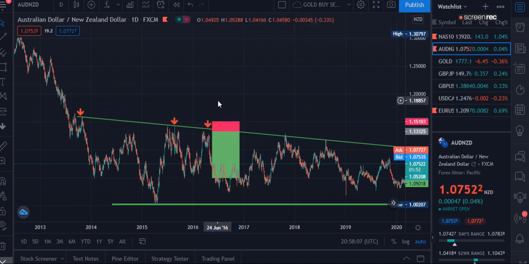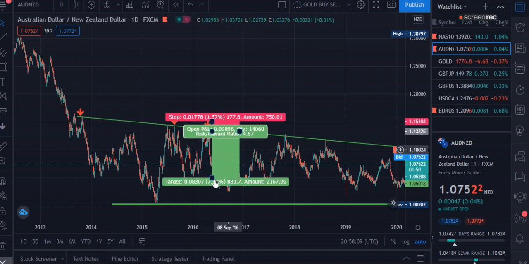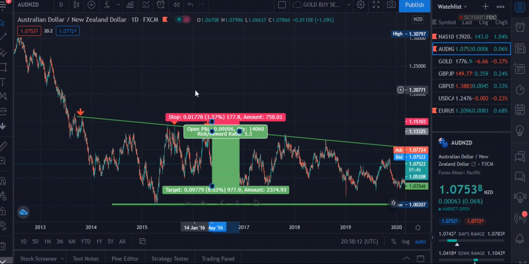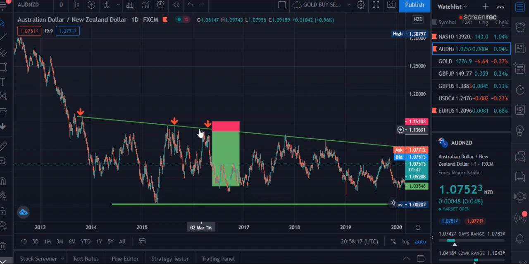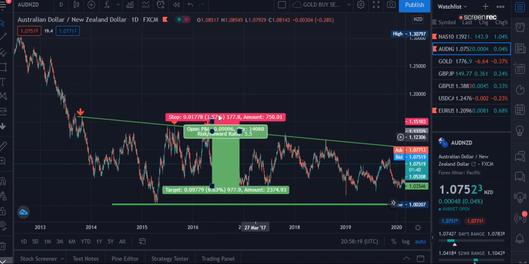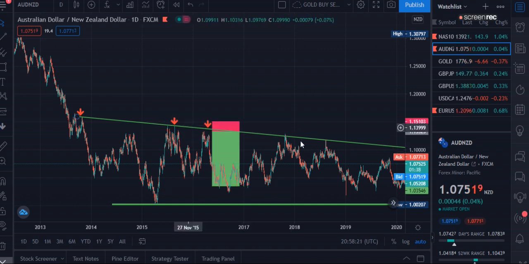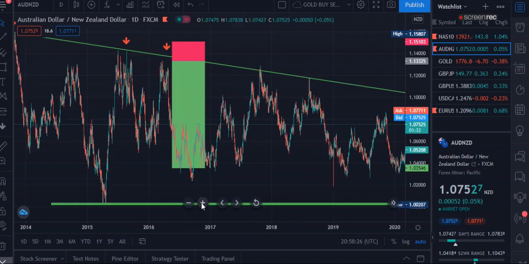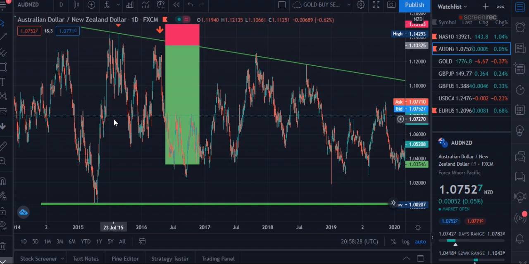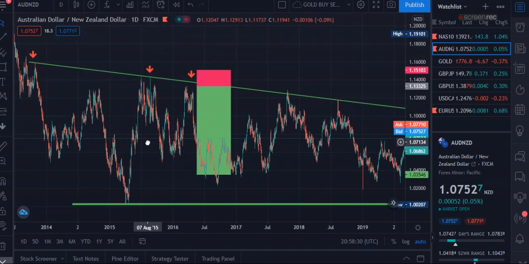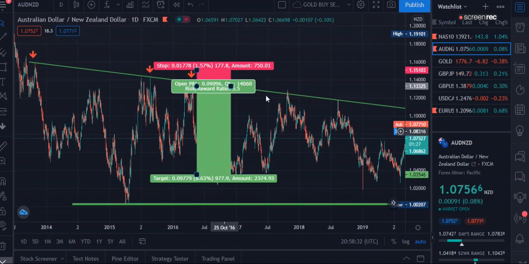So in this case, what did I do? I entered the market as soon as I saw price approaching this area here. I entered this trade because I saw that price was respecting this area. I didn't just enter blindly, but I saw price respecting this trend line. Okay, so look at this.